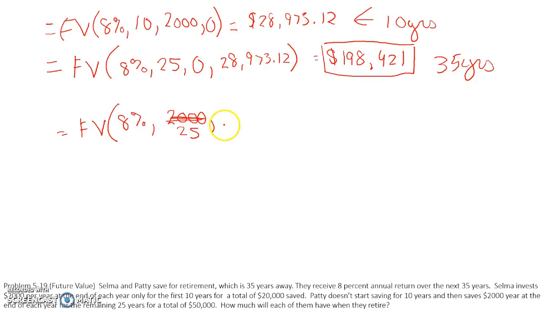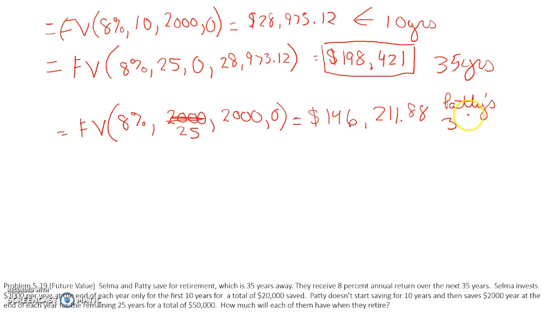Her payment is 2,000. And her present value is 0 because she's not starting out with anything. She's going to be investing 2,000 at the end of the first year. So present value will be 0. And after you figure that out, the answer is $146,211 and 88 cents. This is Patty's investment after 35 years.